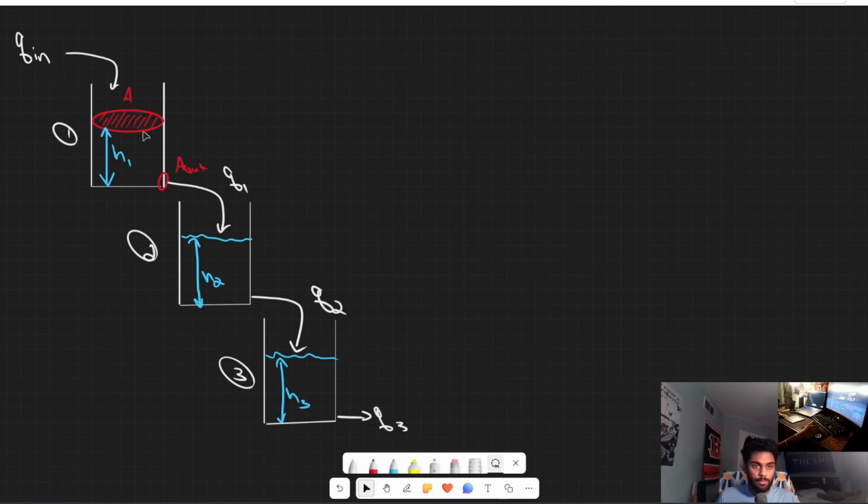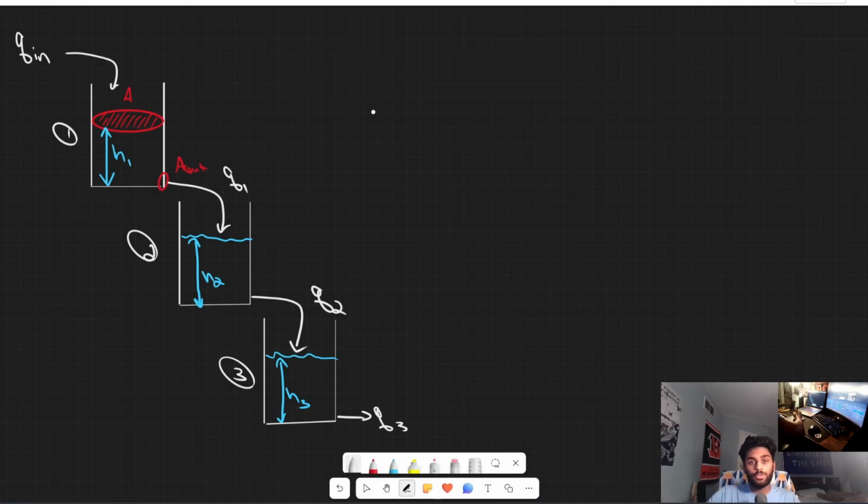So what we have here are three tanks in series, each draining by gravity. Each of these three tanks is identical, so they have the same cross-sectional area as well as the same area at their outlet, and tank 1 is initially fed by a Q in, and each subsequent tank is fed through by gravity.